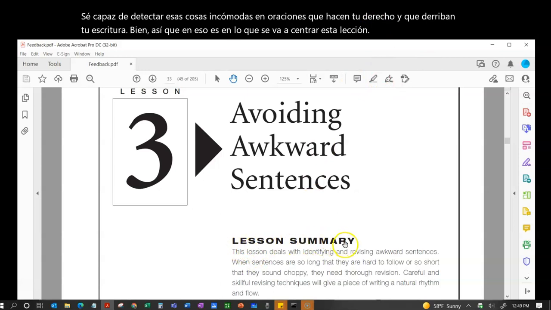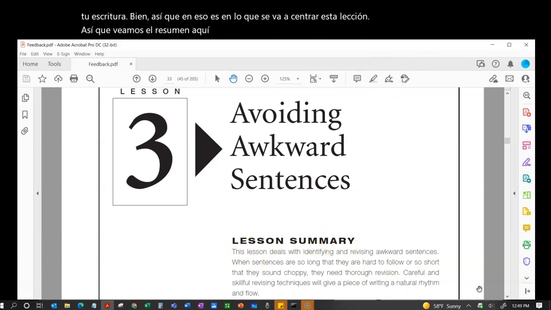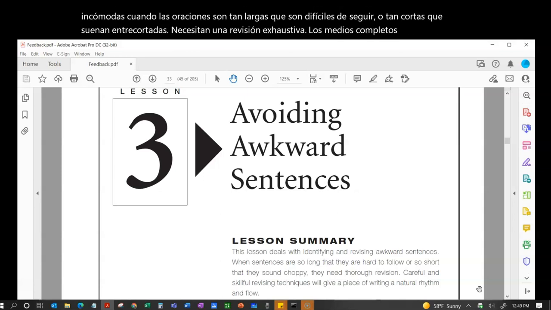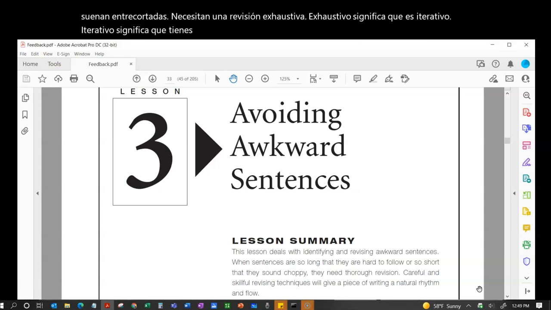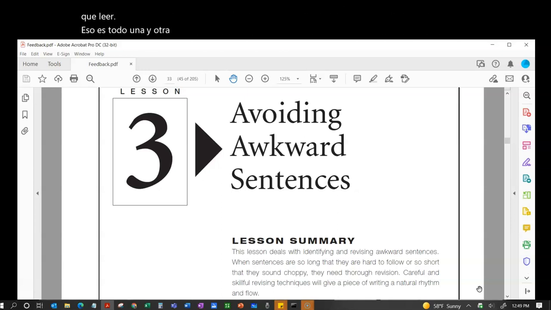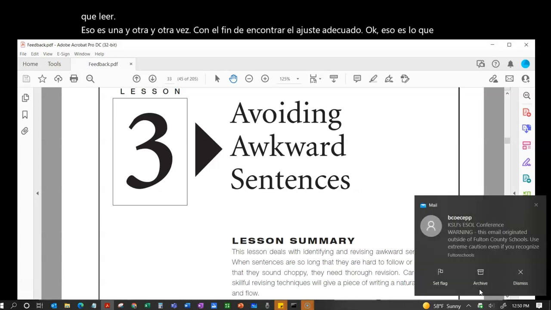So let's look at the summary here, okay? This lesson deals with identifying and revising awkward sentences. When sentences are so long that they are hard to follow, or so short that they sound choppy, they need thorough revision. Thorough means it's iterative. Iterative means you have to do it again and again until it sounds right. So it's not a one-time thing, okay? It could possibly take one revision, but you might have to read that sentence over and over and over in order to find the right fit, okay? That's what thorough revision means, okay?